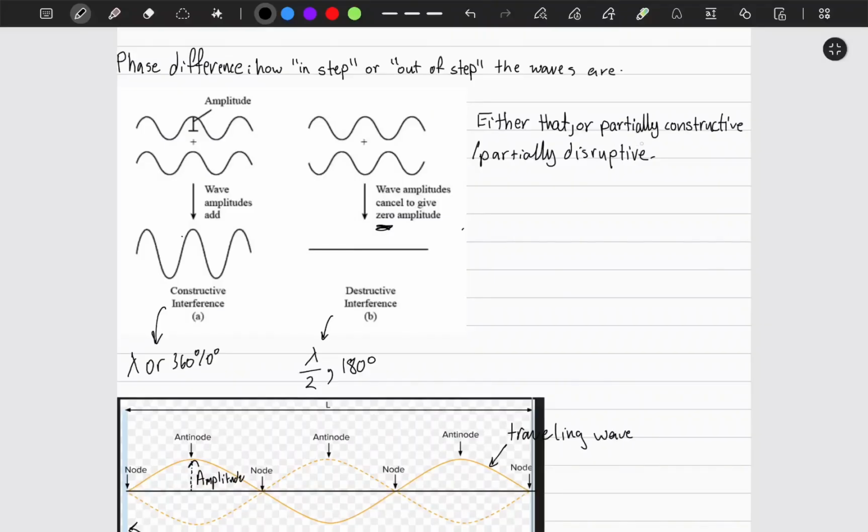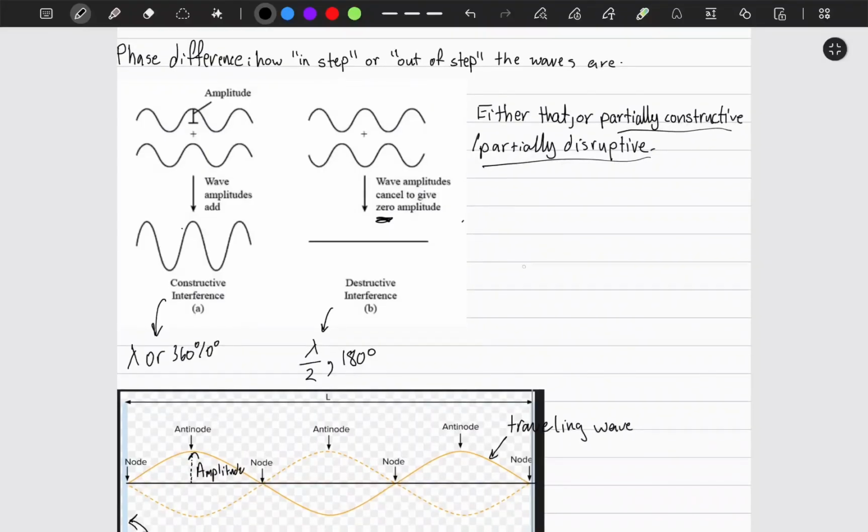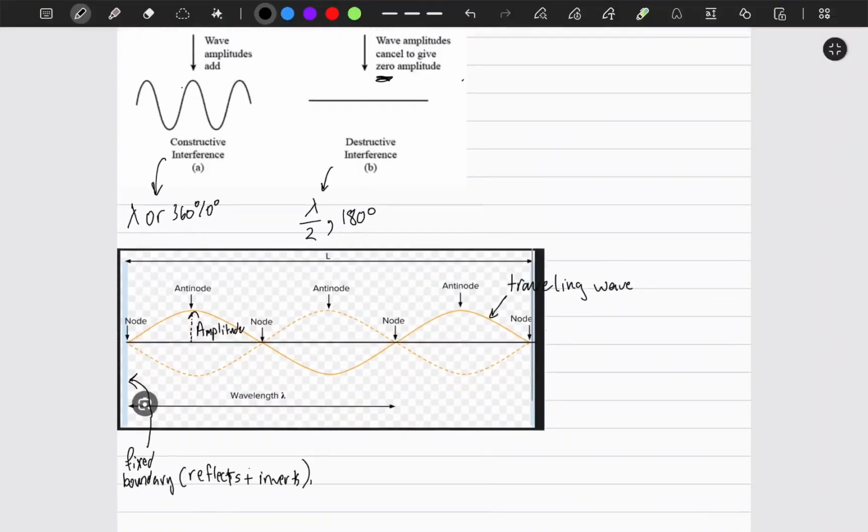It can also be something called partially constructive or partially destructive. Imagine that, let's say I draw a wave like this. Something like this, where the crest and the trough aren't exactly on top of each other, but at the same time, they're not working together. They don't overlap with each other. And that's where it's partially constructive or partially destructive.